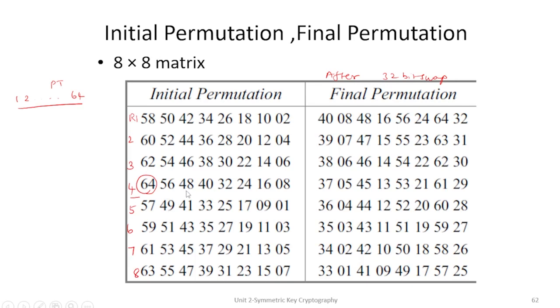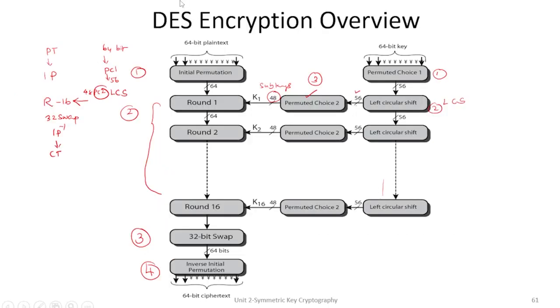So this initial permutation and final permutation are done at the left part. The left part is the plaintext part. So what are the remaining portions? Second, the round function operation and the 32-bit swap. So how is this performed? This is the next question.